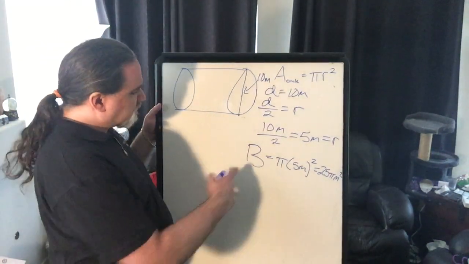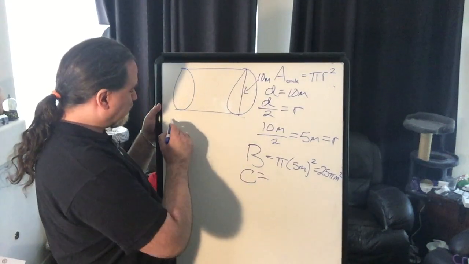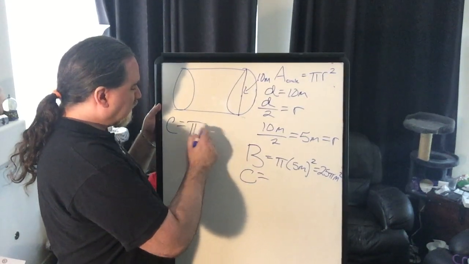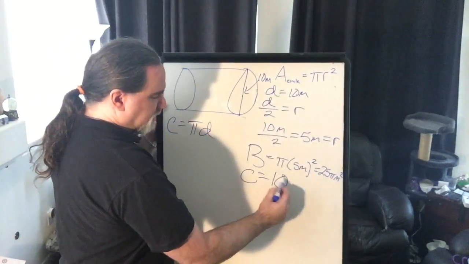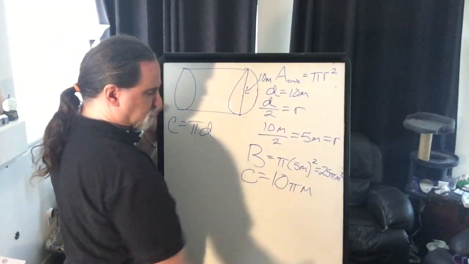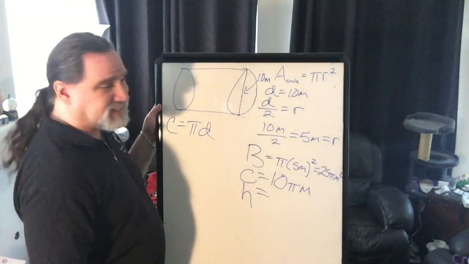Well, surface area says I need the B. I also need the C. Well, we saw that a minute ago, and I'll write it again here, is pi times the diameter. Well, I already know the diameter is 10. So 10 pi meters. And then what's the height of the cylinder?